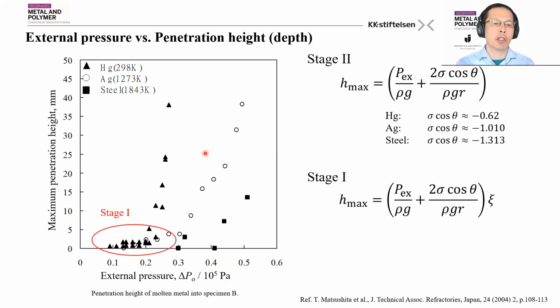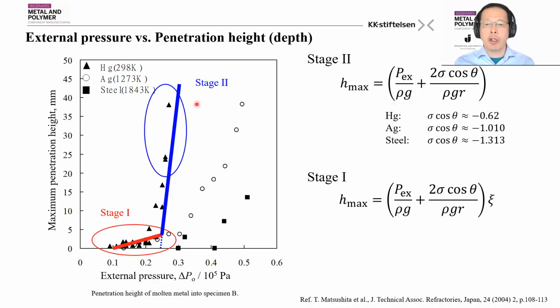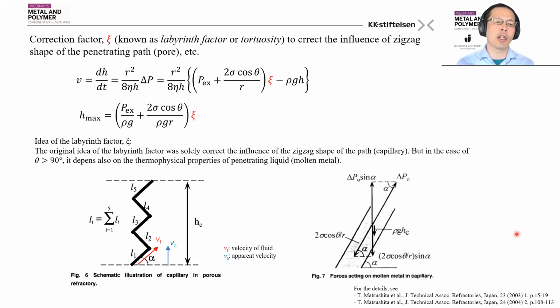So again, I will come back to this graph. Here, in stage 2, which means the relatively higher pressure range, we can use this equation directly. But in the case of stage 1, the relatively lower pressure range, we need to put in this correction factor C. This correction factor is known as the tortuosity or labyrinth factor.